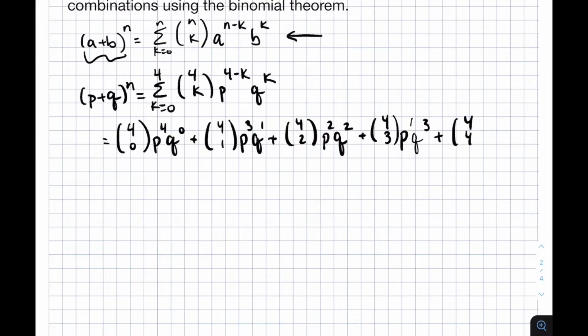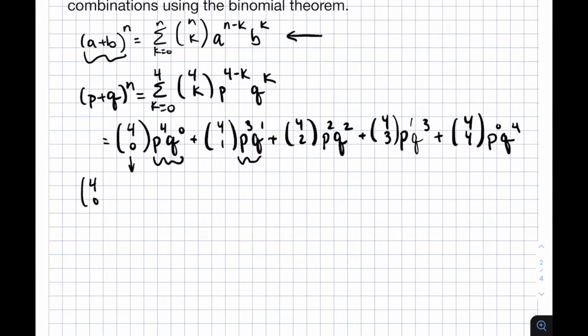Finally, we have k equaling 4 with p to the 0 and q to the 4. Now, these expressions right here actually tell us how many trials are successes and how many are failures, so we want to keep them in, but we want to calculate the coefficients.